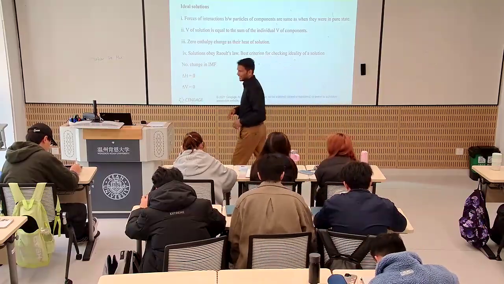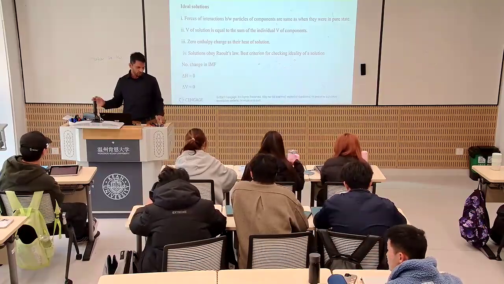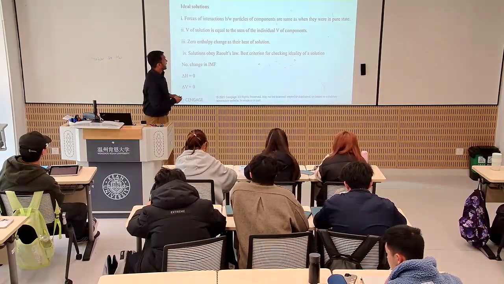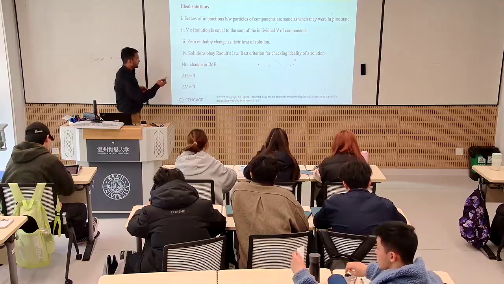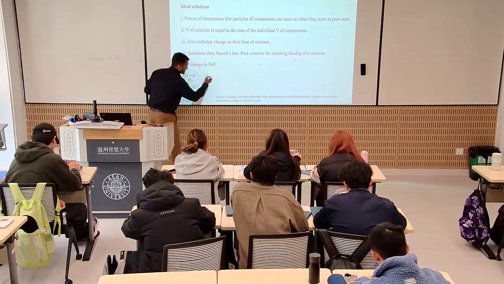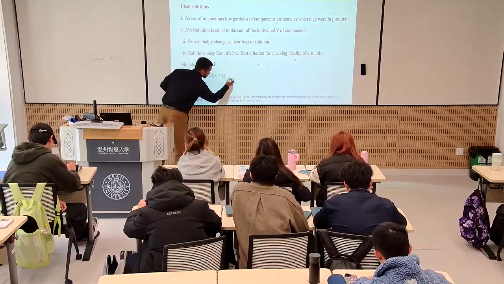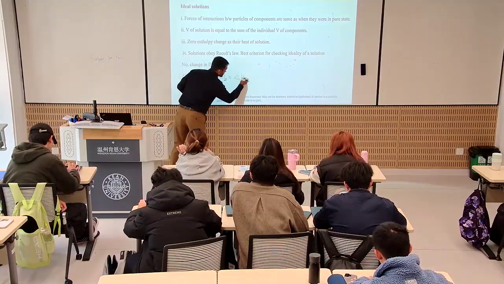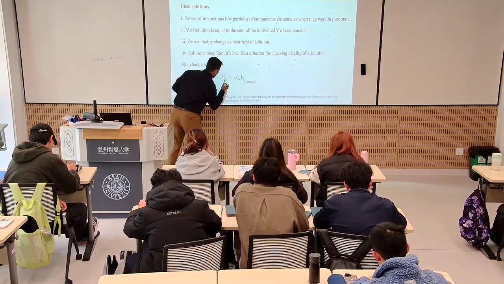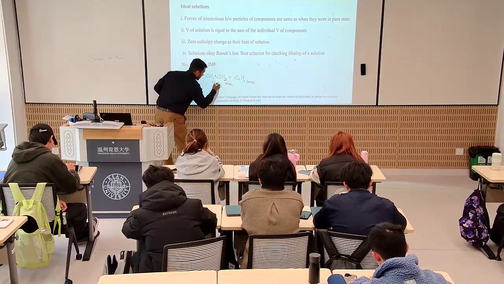Interesting thing is the ideal solution. But there is no perfect ideal solution. But the ideal solution is this one. Students, what does this mean? It means delta H1 plus delta H2 should equal delta H3. 3 means the mixture. 2 means solute. 1 means solvent.